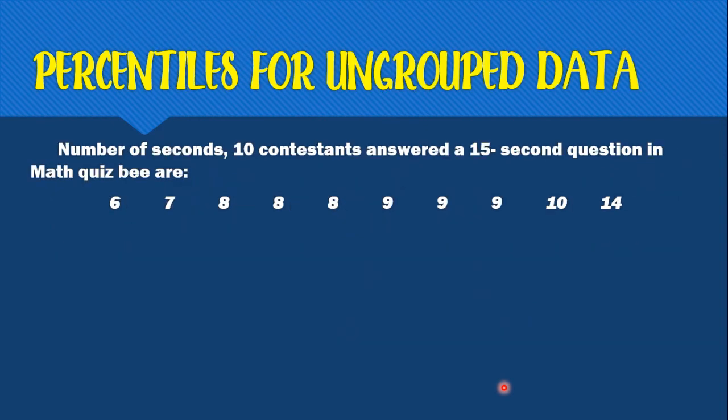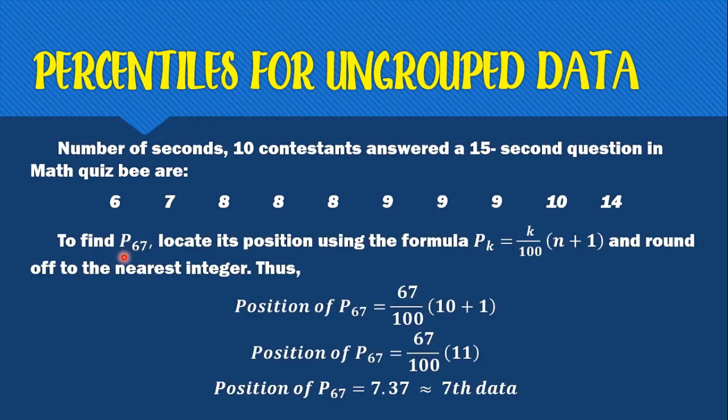So let's have an example. The number of seconds 10 contestants answered a 15-second question in Math Quiz B are 6, 7, 8, 8, 8, 9, 9, 9, 10, 14. Now, the given are already arranged in ascending order. We now locate the position of the score in the distribution. Let's say we are looking for the 67th percentile or the P sub 67.